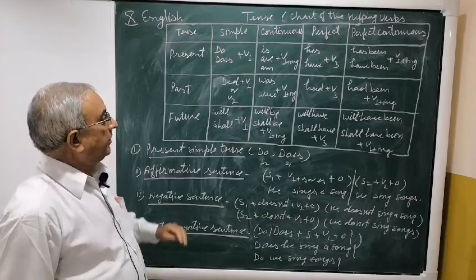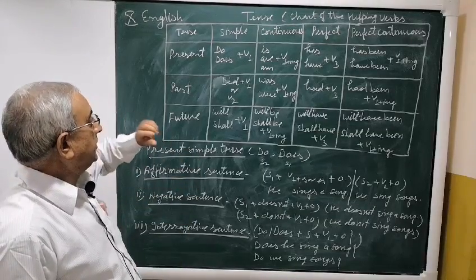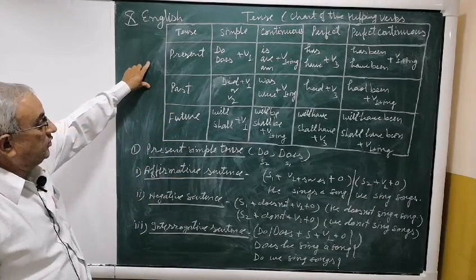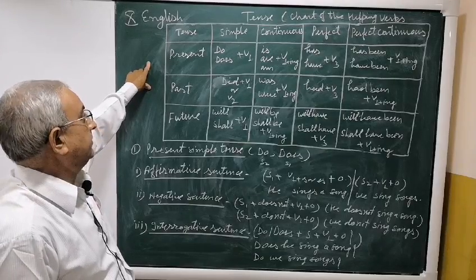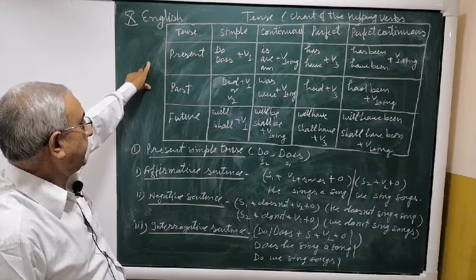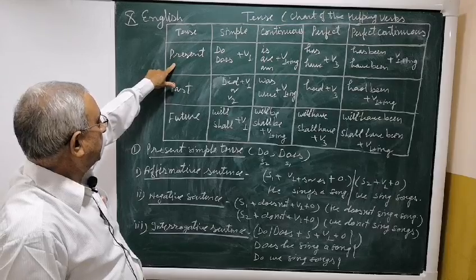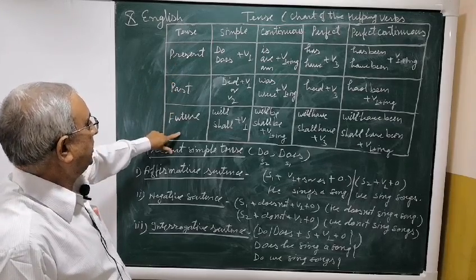Today we are taking a very important topic in our grammar section, and that important topic is tense. Here on the blackboard I am giving you a chart of the helping verbs. There are three kinds of tense: present tense, past tense and future tense.